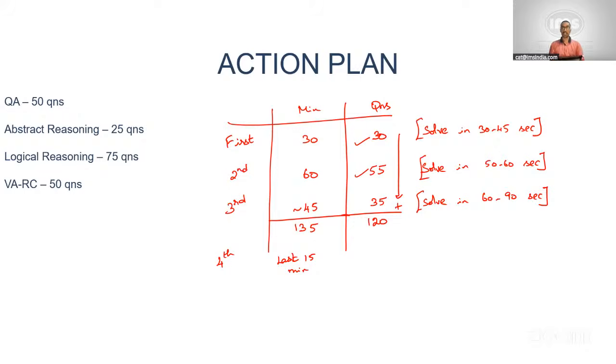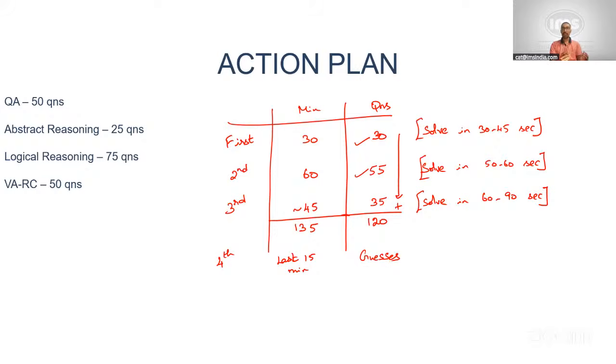Now, the best part about this is, assuming you are well prepared and assuming 120 questions in the first three phases are tackled well, you are almost guaranteed at least 110 marks, assuming you have a 90 plus percentage accuracy in the first three phases. That gives you 110 marks. Then you guess all the remaining questions in the last 15 minutes.